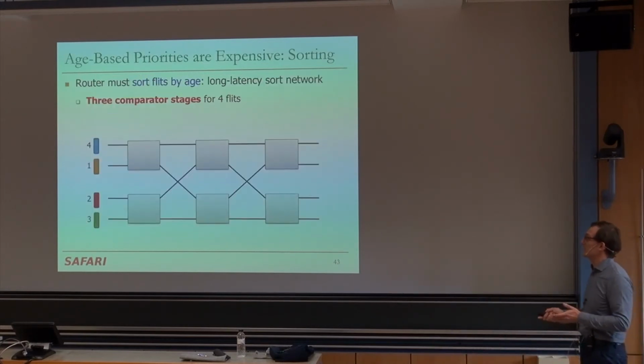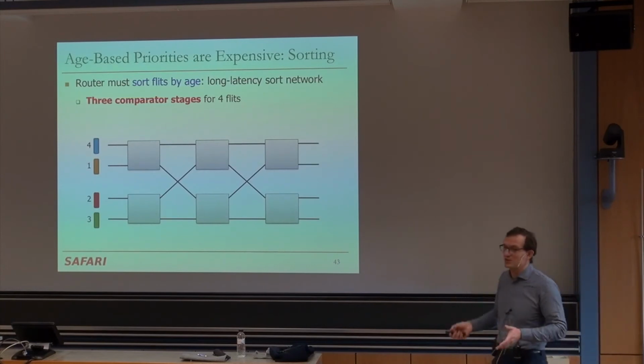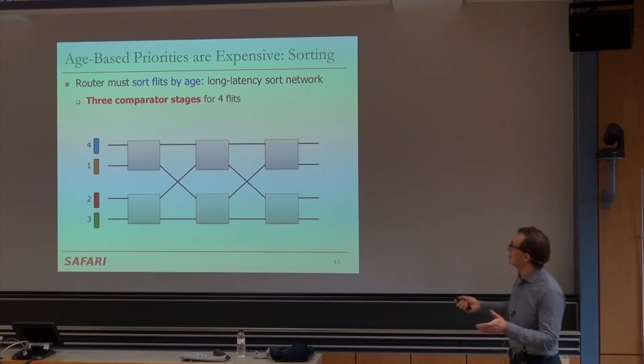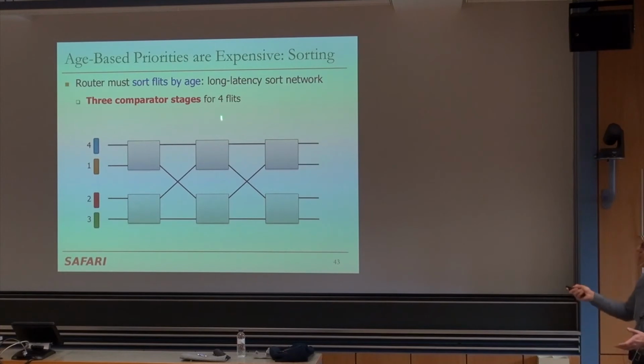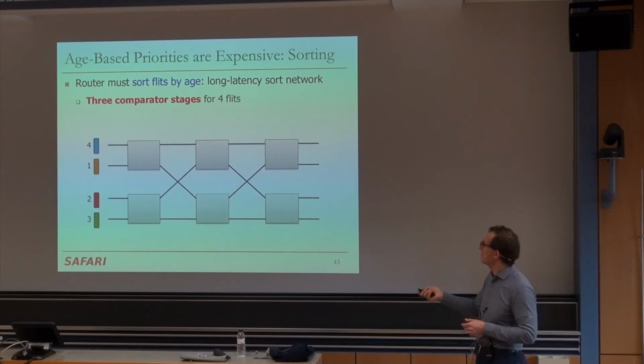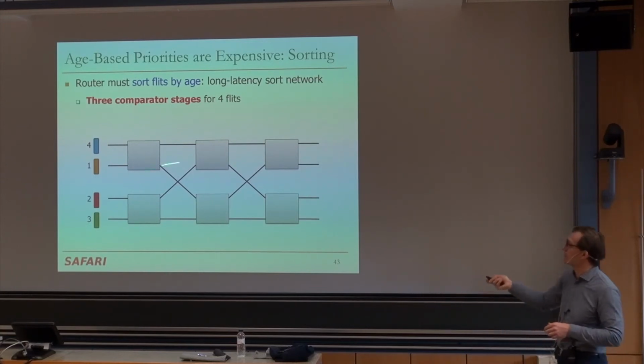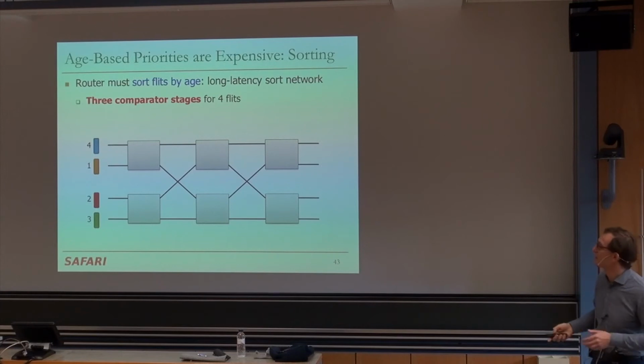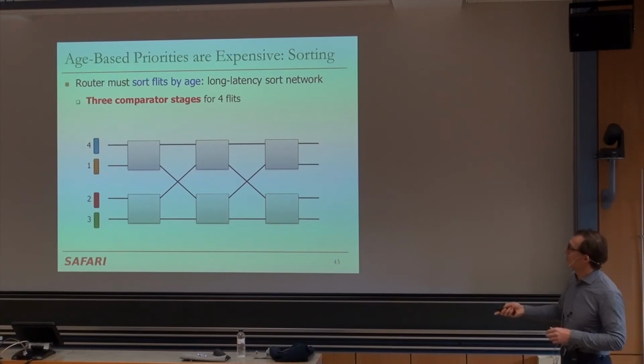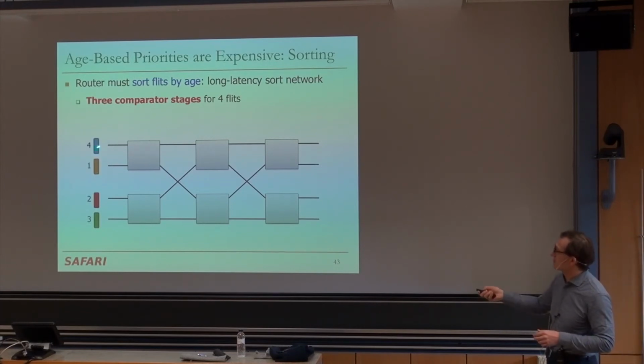So what is the cost of this? If you actually try to design this router, you need to have a sorting network, first of all. You need to figure out the ordering of the flits by age. So it's a long latency sorting network. This is one example. You have 3 comparator stages for 4 flits over here. These are the 4 input ports. And assume that the highest priority is 1. So you basically want to sort them.